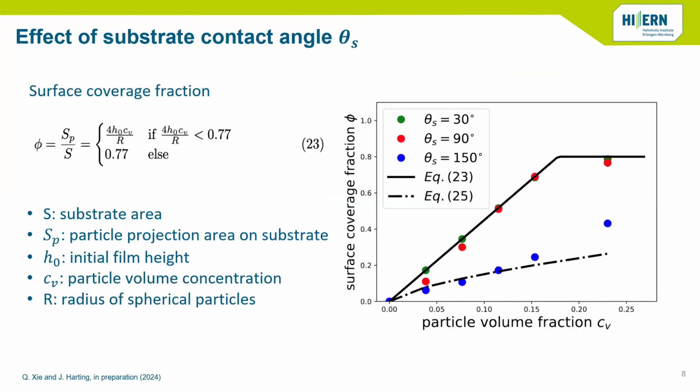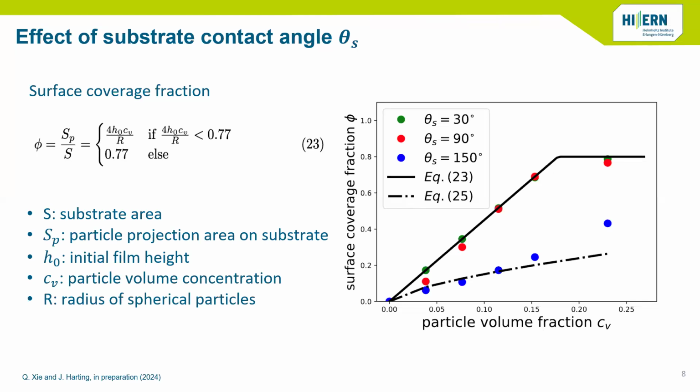Yeah, and we played around with the particle volume fractions. So we increase the particle volume fraction and see how much area is covered by the particles. If we assume the particles are uniformly distributed on the substrate, and it is only a monolayer, then we can simply predict the surface coverage fraction. It's just the number of particles times the cross section of the particles, divided by the total area of the substrate. So this is the simple theoretical formula.